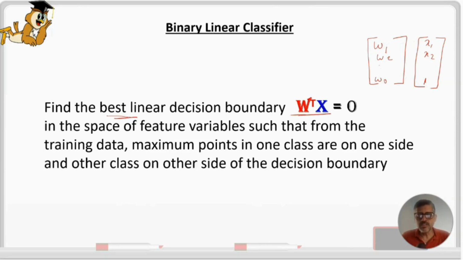So our task, we said, was to find the best linear decision boundary, W transpose X equal to 0, in the space of feature variables, such that for the training data, maximum points from one class are on one side and the other class on the other side of the boundary. And this word best was what triggered the entire requirement for optimization, or words like maximum points on one side. Those were hints to us that this is clearly going to be structured as an optimization problem.